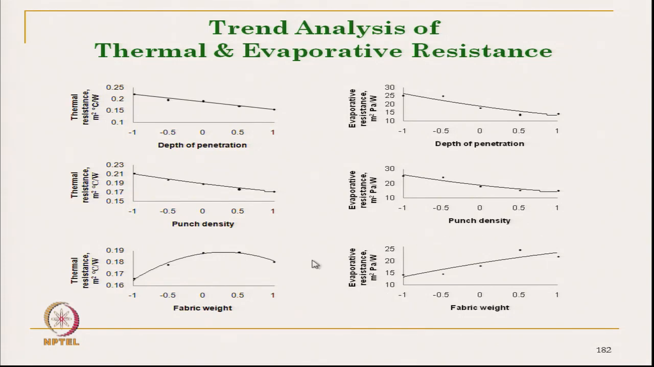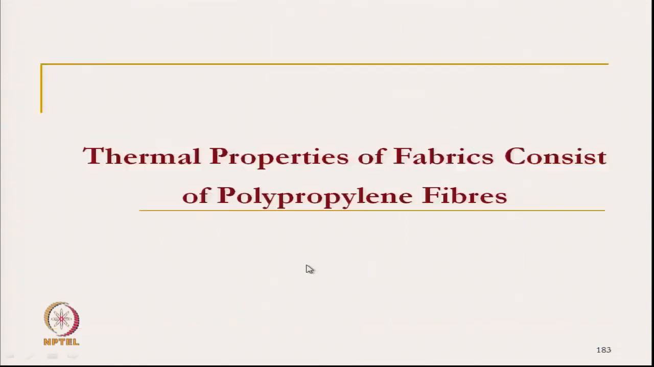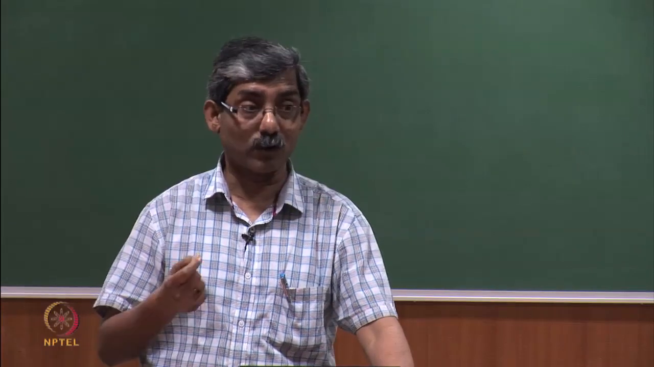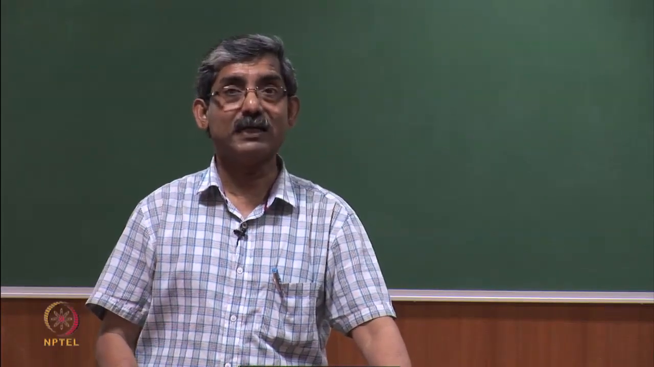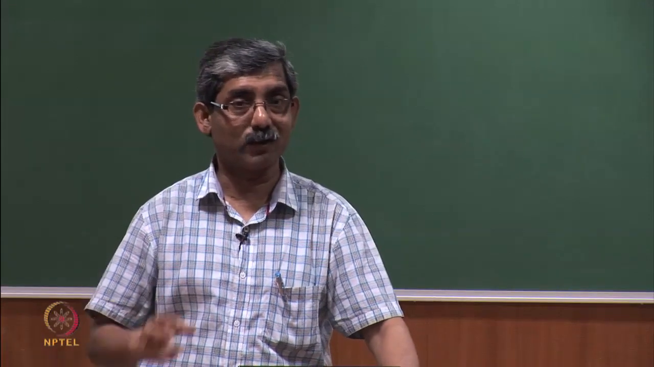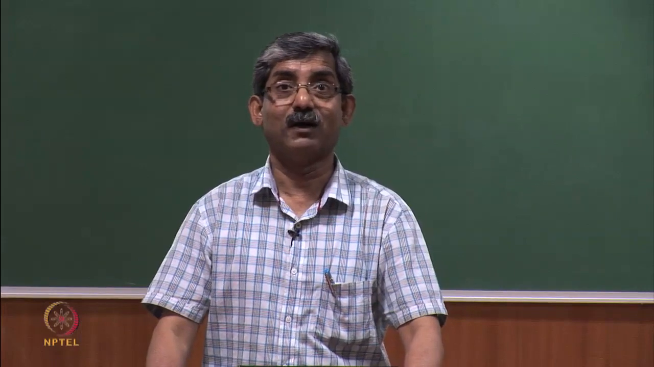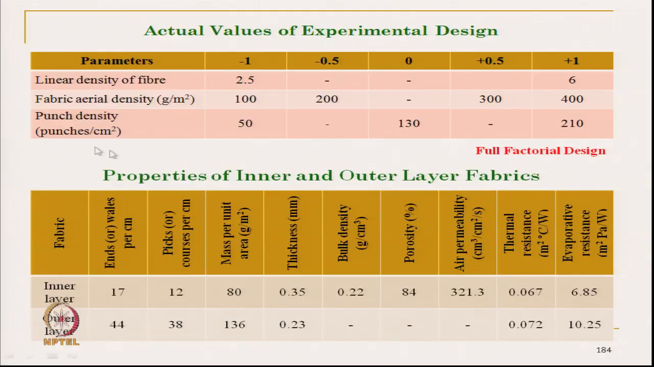Now coming to the next study, where polypropylene fibers are used with two different deniers, two different diameters of polypropylene fibers, to see whether there is an impact of fiber diameter on thermal transmission of fabric. Here the experimental design is that the linear density of fiber is 2.5 and 6 denier, two fibers are used.